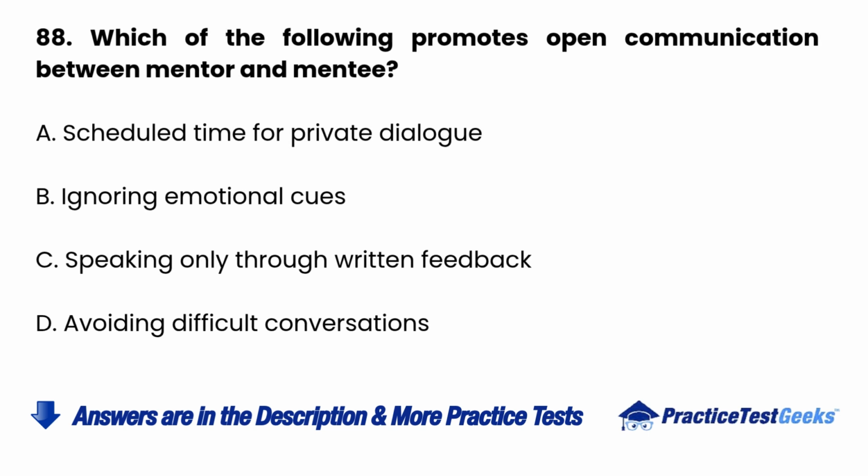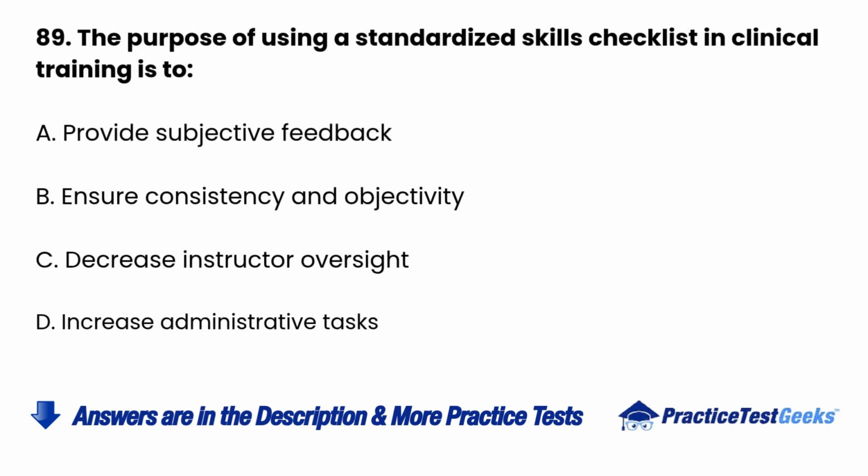88. Which of the following promotes open communication between mentor and mentee? A. Scheduled time for private dialogue. B. Ignoring emotional cues. C. Speaking only through written feedback. D. Avoiding difficult conversations.